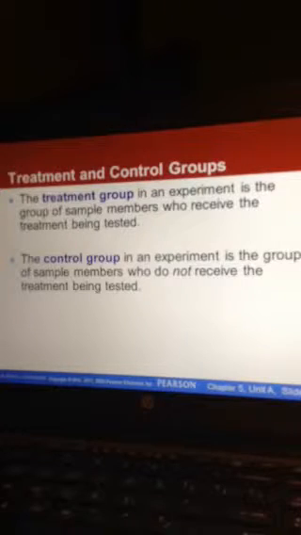be receiving medicine, but it's not the medicine that's being tested on the treatment group. So then in the end, they compare those two and try to determine if whatever the treatment was was good or not, or if it produced the right results.